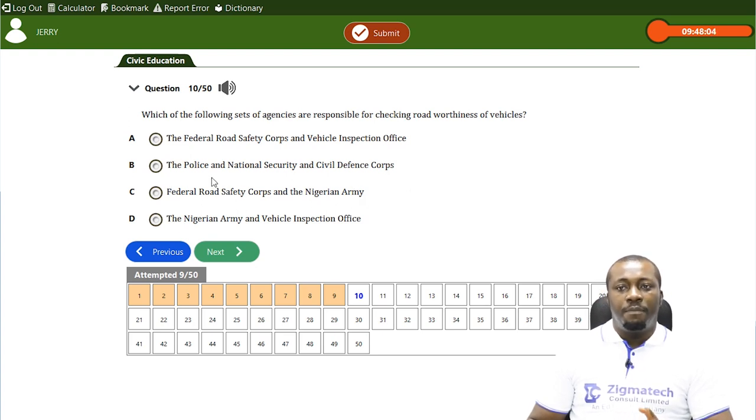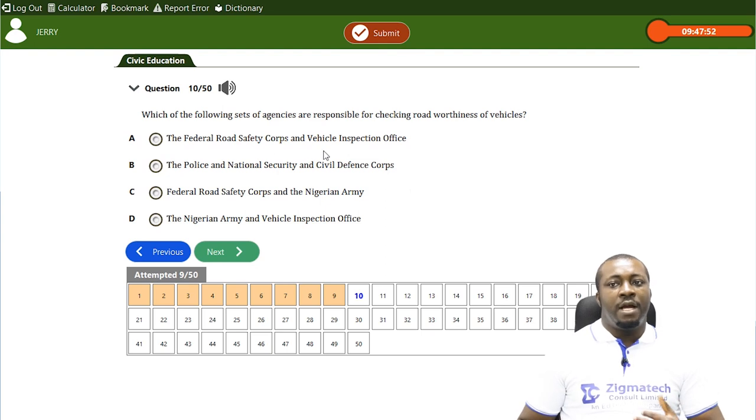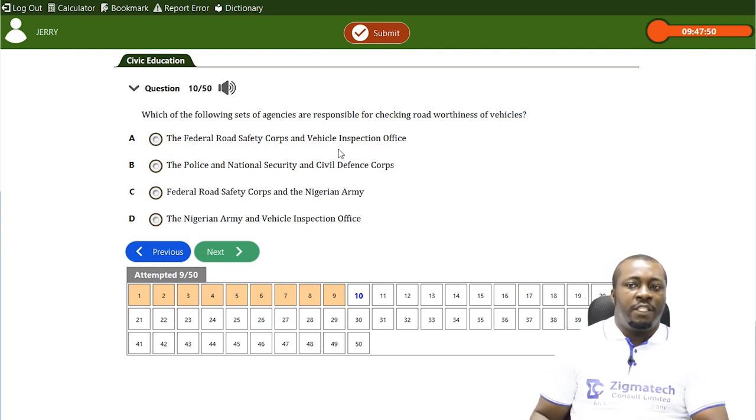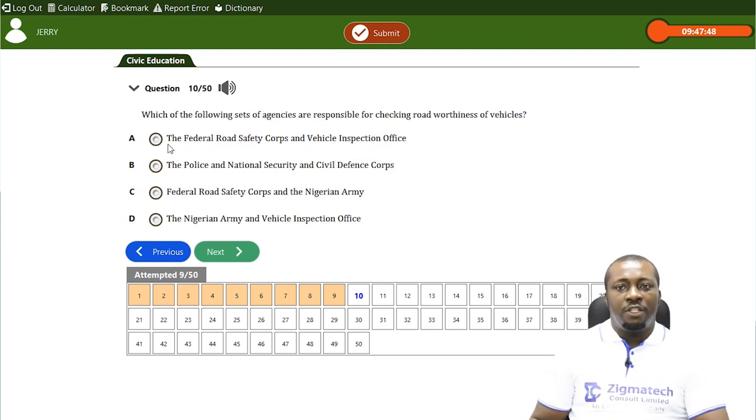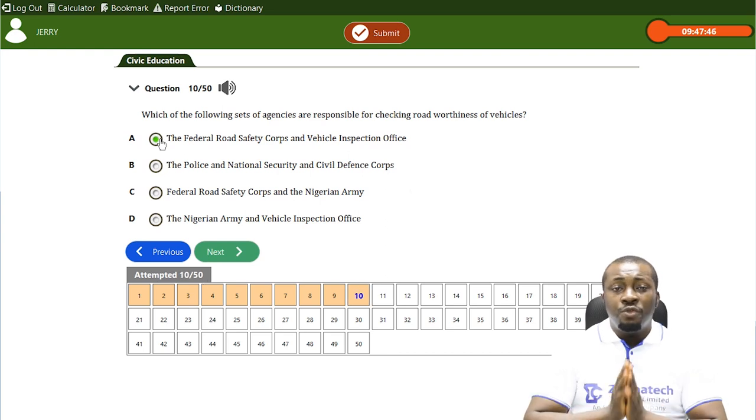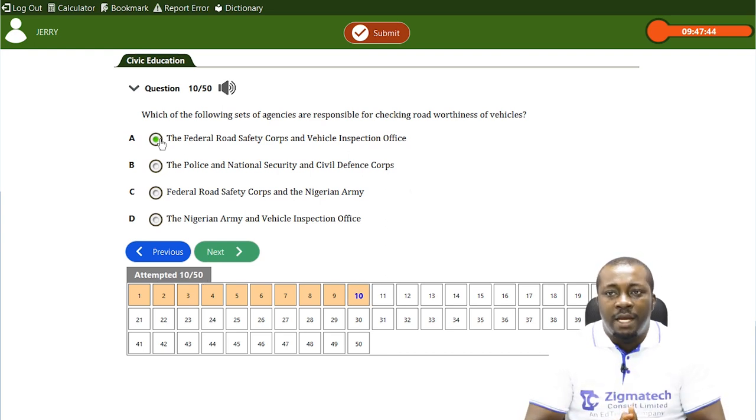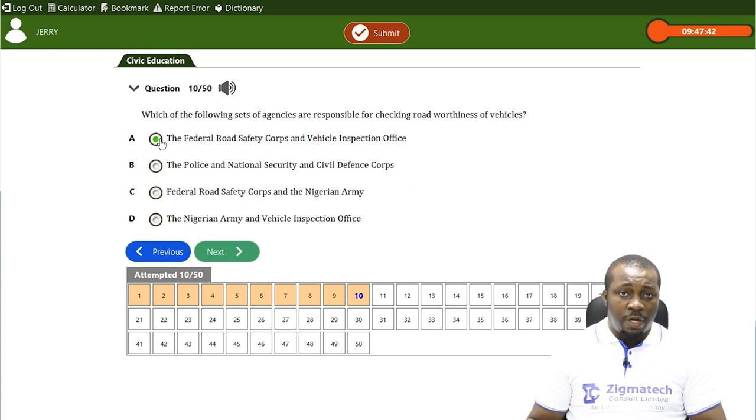B says the police and National Security and Civil Defense Corps. Now, it's not the answer, it's not their duty. But D, we say the Federal Road Safety Corps and the Vehicle Inspection Office is actually the answer. These are the two agencies that can inspect or check the roadworthiness of a vehicle.